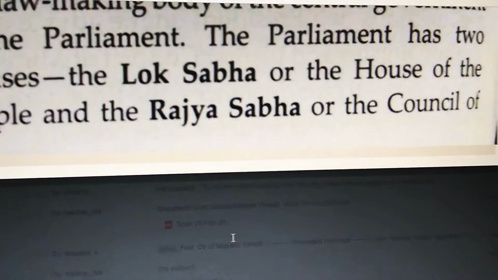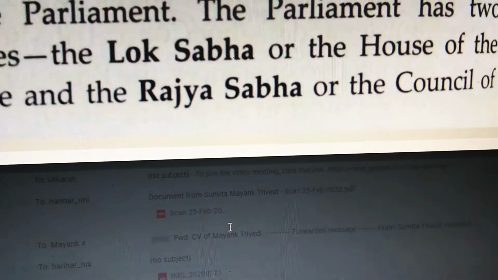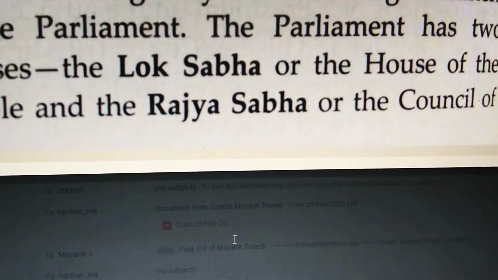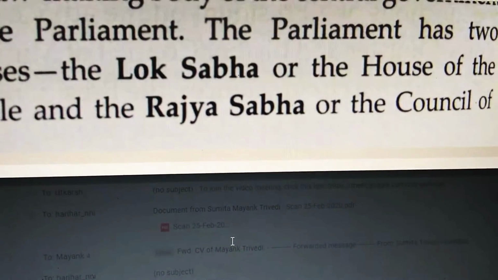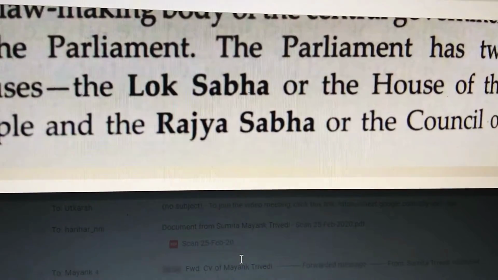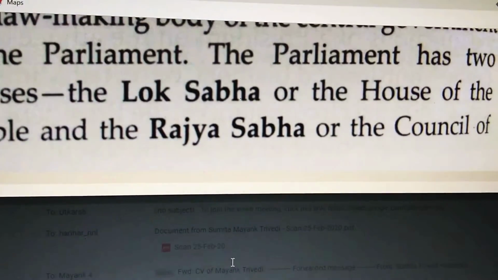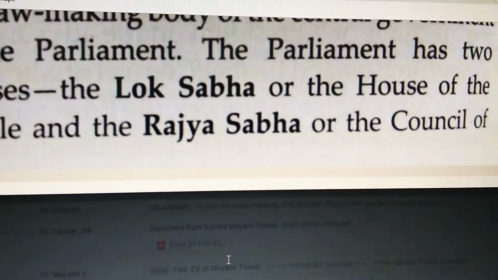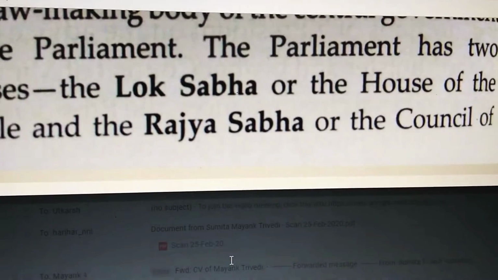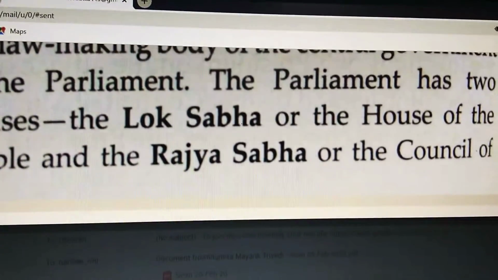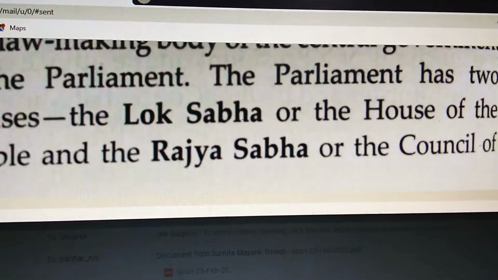It is a bicameral legislature. That's why it is known as bicameral, because we have two sabhas. In the Lok Sabha, common people, the MPs, are there, and the Rajya Sabha, or the Council of States. The Union Parliament is divided, and the working is seen by the Lok Sabha as well as the Rajya Sabha. The president is an integral part of the parliament.